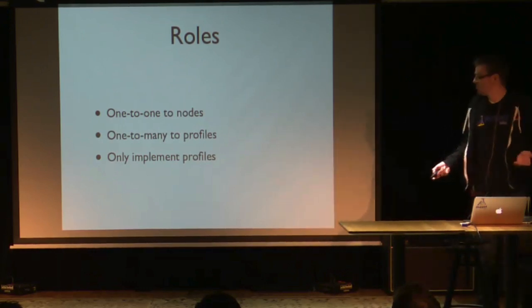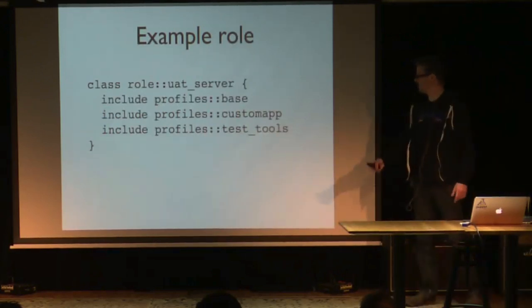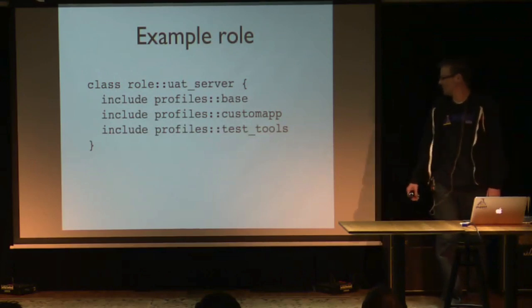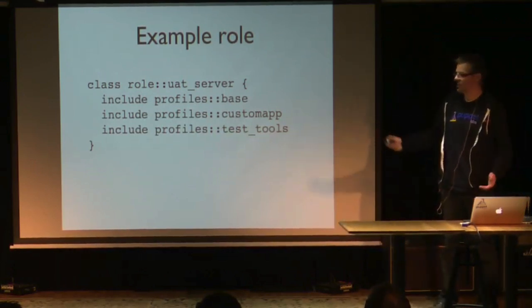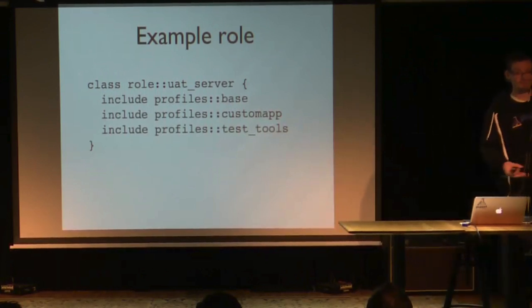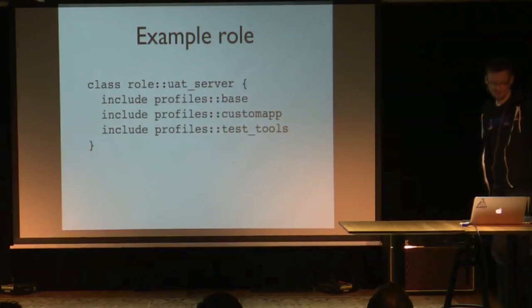So an example role might be a UAT server, and that might be all it does. It gets a base profile, it gets a custom app profile, and it gets a test tools profile. So these are just technology stacks. Whereas the UAT server, that's how it looks to Bill. Yeah, it's a UAT server. He doesn't really even care it's got this stuff in it. It's a UAT server.